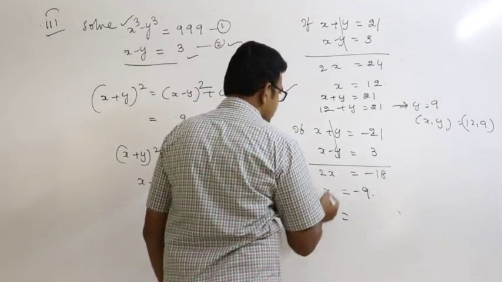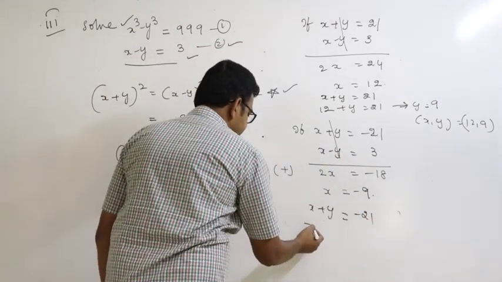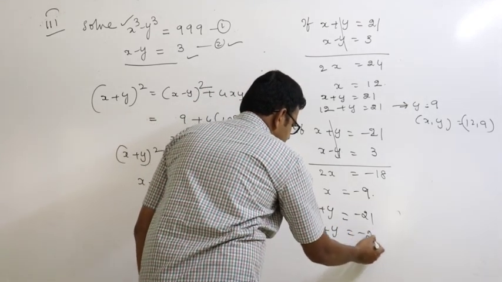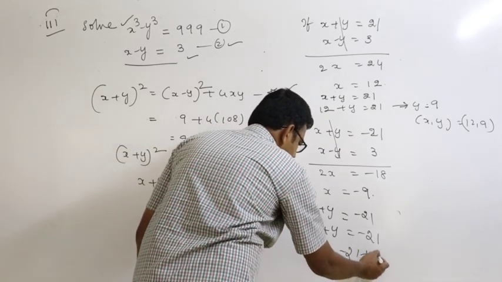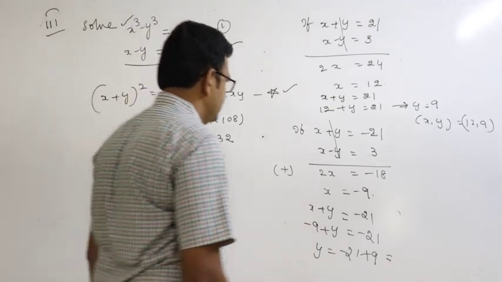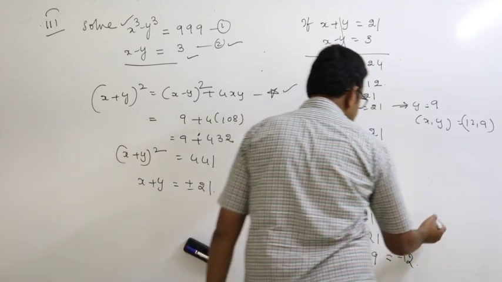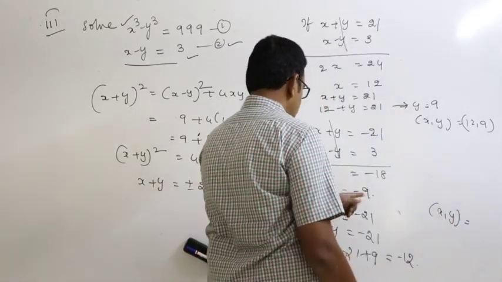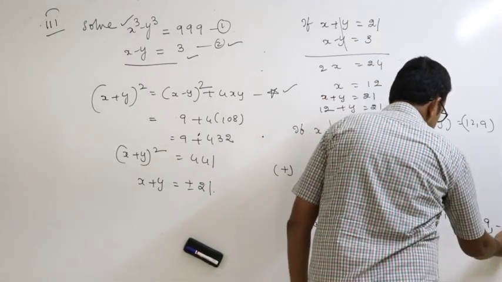So x plus y is equal to minus 21. So this is minus 9 plus y is equal to minus 21, y equal to minus 21 plus 9, that is equal to minus 12. So in this x comma y values, x value minus 9, y value is minus 12.